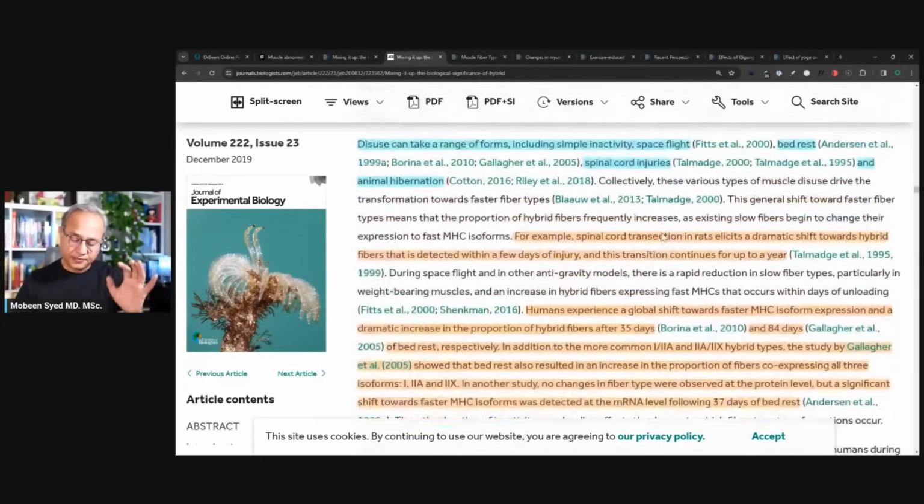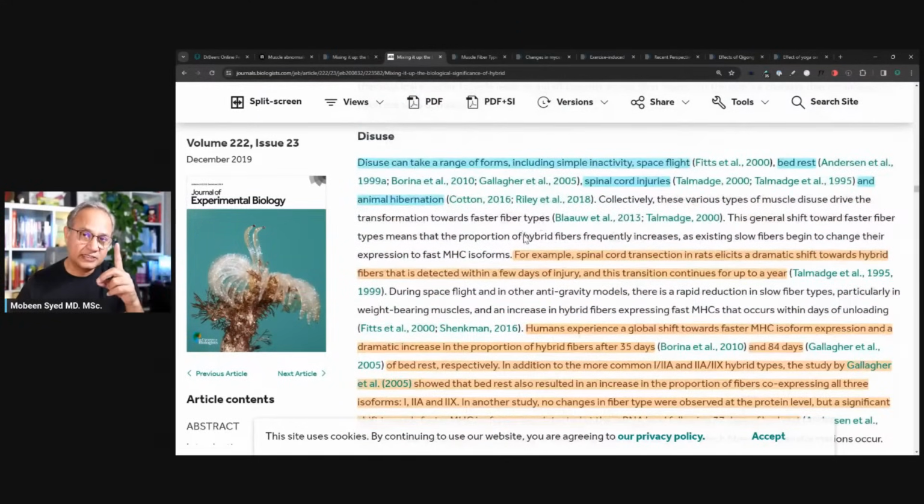So then here, disuse. This is very important because the exact pathology or exact cause for why a long COVID patient has the muscle fiber type switching is not known. But there can be many reasons. One of the reasons is disuse. And disuse is, so imagine a patient who becomes long COVID.